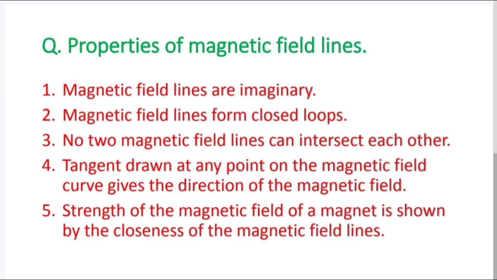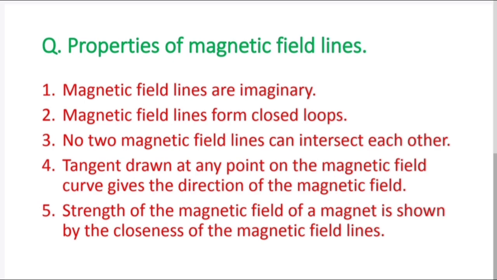What are the properties of magnetic field lines? This is a very important question. Magnetic field lines are imaginary. We are assuming these lines, but they are not really there. Magnetic field lines form closed loops. No two magnetic field lines can intersect each other.